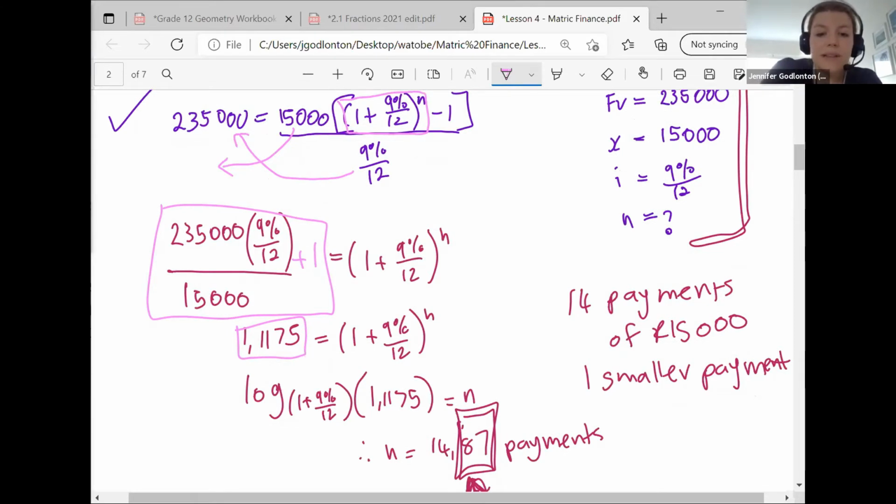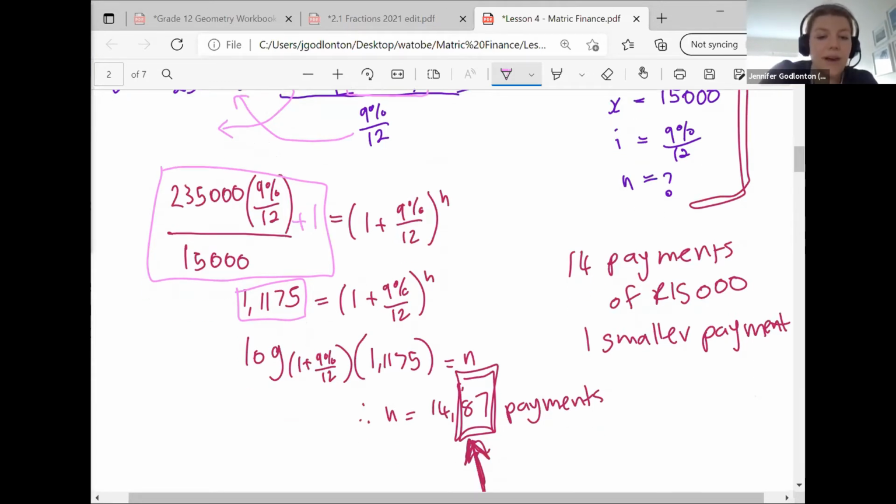Now, because this is isolated, I could put it into my log formula. So I had log base 1 plus 9% over 12, and then in my second bracket, 1,1175, and that's equal to n. The value I got for n was 14,87 payments.